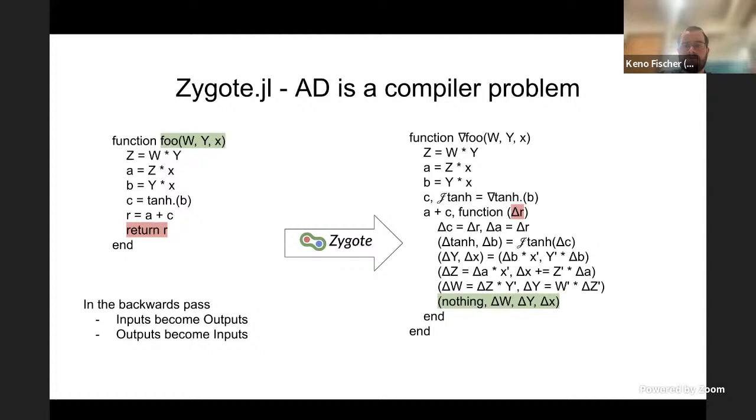We have some forward function I'm calling foo. It does some computation, in this case basically a basic neural network computation. And I want to lift it to some other function I'm calling grad foo that does something on each of these statements in the forward pass, and then generates another function that in some sense goes through all of the previous statements backwards. There's some mapping of inputs and outputs of the original function to inputs of this closure that we create.